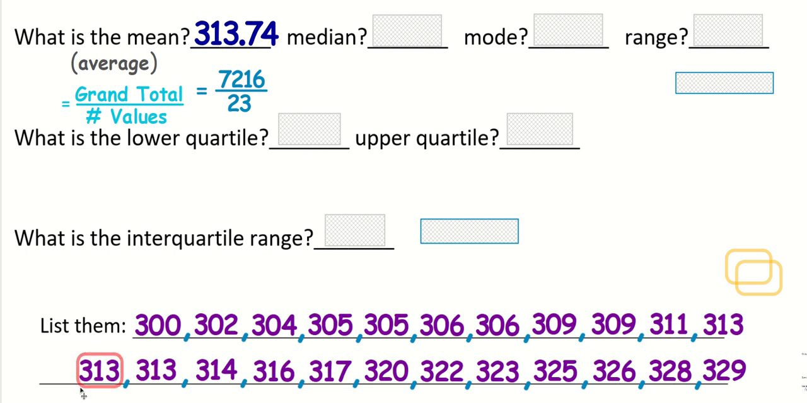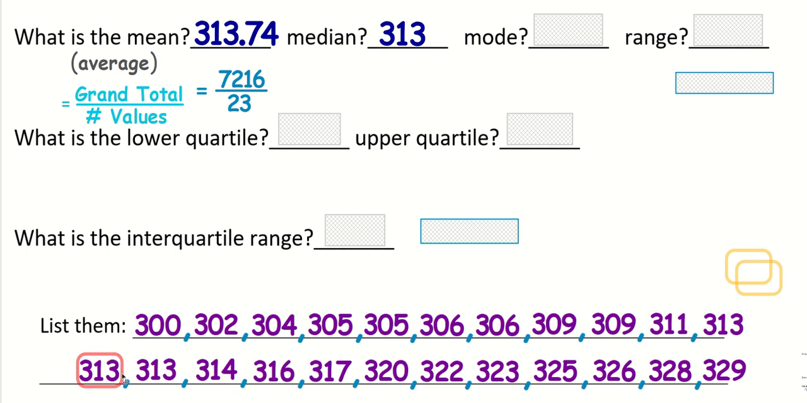the number that falls right in the middle, where there's going to be 1, 2, 3, 4, 5, 6, 7, 8, 9, 10, 11 numbers before it, and there's also going to be 11 numbers after it. 1, 2, 3, 4, 5, 6, 7, 8, 9, 10, 11. So this 313 is the number that's in the middle.